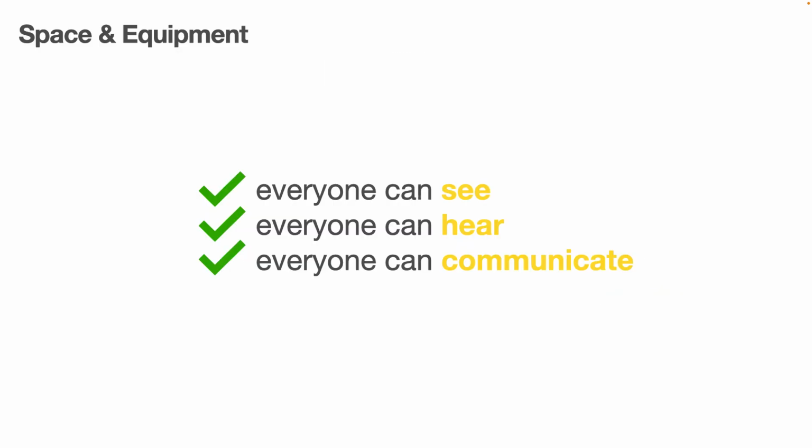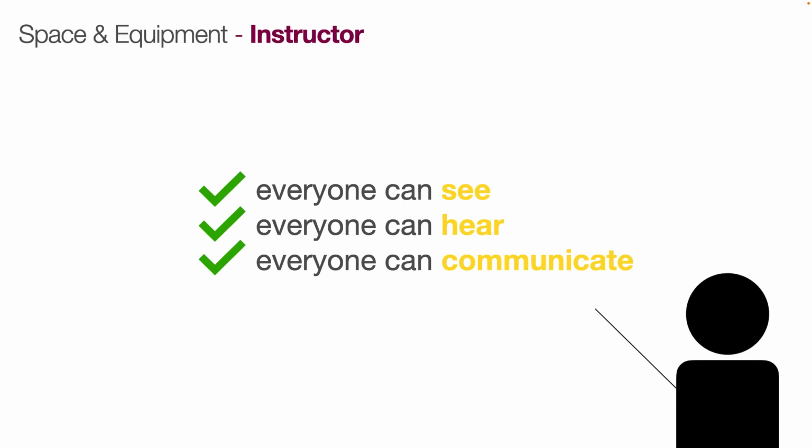The key considerations to be made with respect to the space and equipment being used are to ensure these three things. Everyone can see, everyone can hear, and everyone can communicate. Let's start by considering what the instructor needs in order to see, hear, and communicate with students.